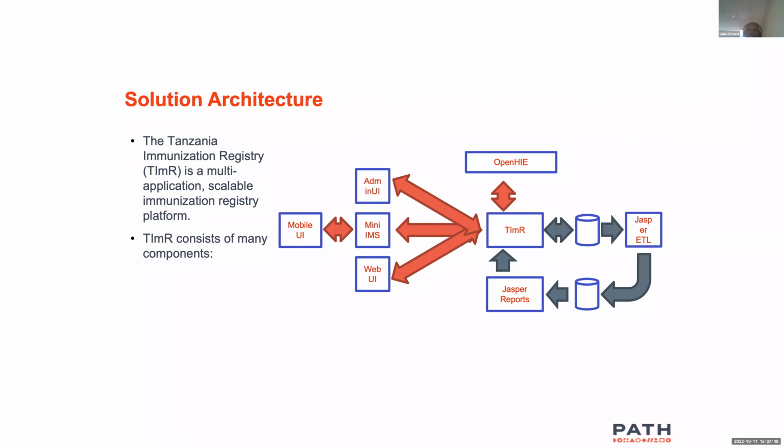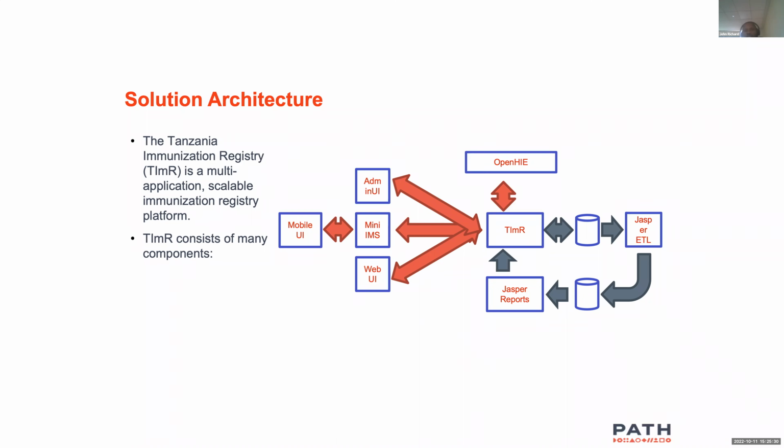Yeah, so the solution architecture of TMA, as I said before, has different components. There is a TMA component, which is an immunization management system, which is responsible for exchanging information with other systems. It's also responsible for the business rules at the central level. It's also responsible for the internal reporting.